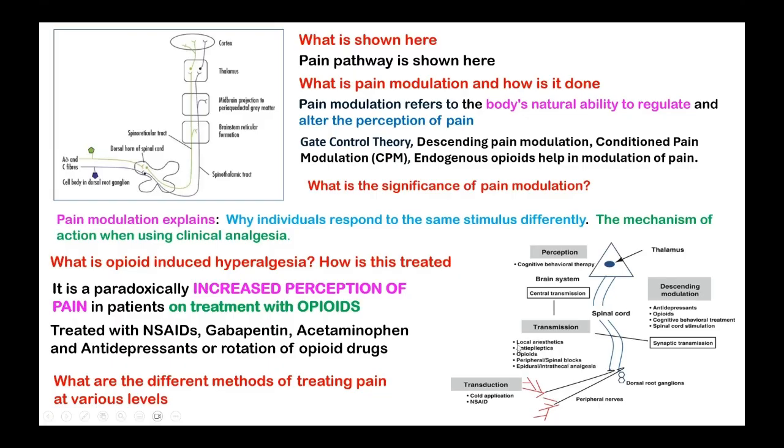At the local level, you can apply local anesthetic, anti-inflammatories, opioids, do intrathecal, all these things. And then at the transmission level, at the synaptic junction or descending pathway, you can use the same drugs, and you can give cognitive behavioral therapy. So like that you can do interruption at various levels.